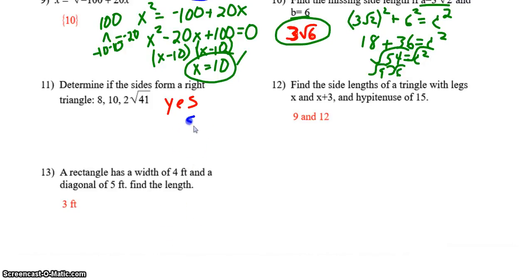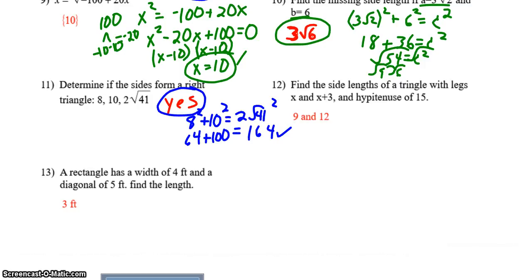So this would be 8 squared plus 10 squared equals 2 root 41 squared. 8 squared is 64. 10 squared is 100. And 2 root 41 squared would be 4 times 41, which would be 164. So 64 plus 100 does work, so the answer is yes, that is a right triangle.